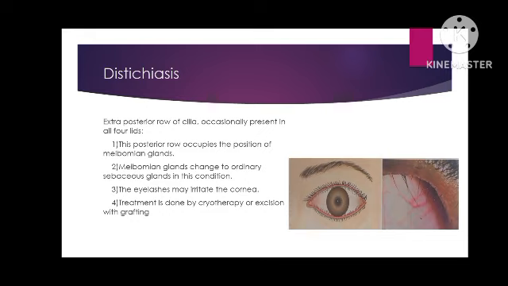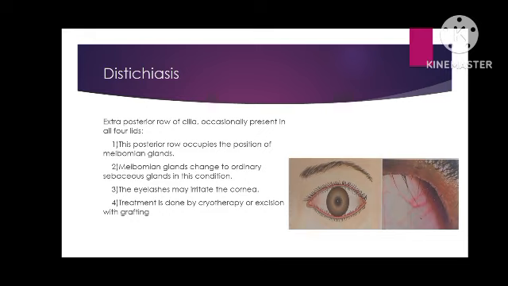This posterior row occupies the position of the meibomian glands, and the meibomian glands change into ordinary sebaceous glands in this condition. The eyelashes may irritate the cornea. Treatment is done by cryotherapy or lid-splitting with grafting.